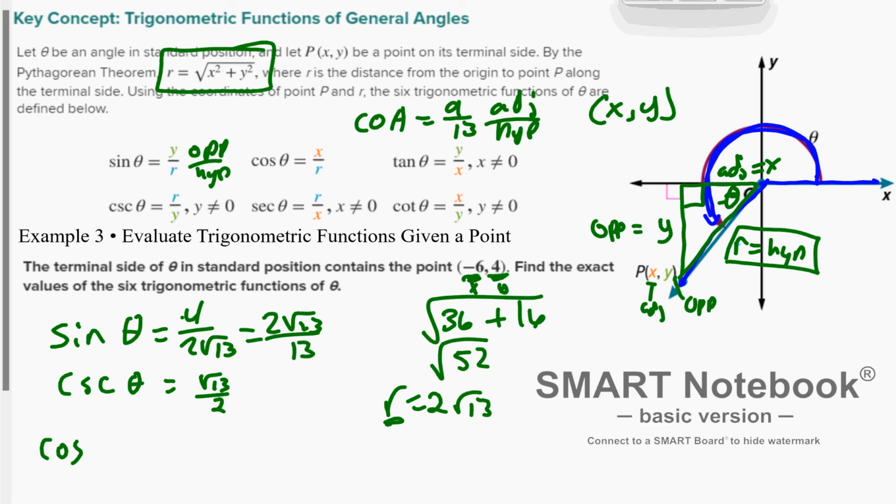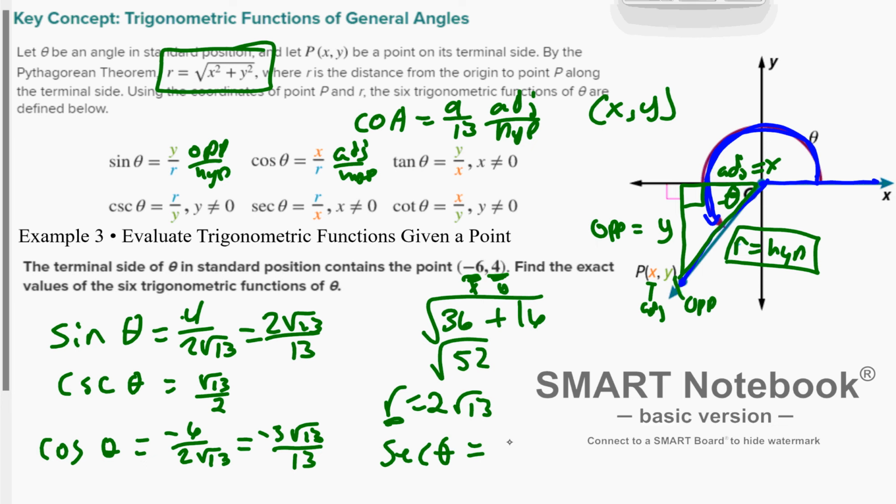And then cosine of our angle is x over r, because it is adjacent over hypotenuse. So that'd be negative 6 over 2 root 13. Negative 6 divided by 2 is negative 3, so we get negative 3 root 13 over 13 if I rationalize it. And then secant, the reciprocal of that, would be negative, and you can put that negative on top, bottom, or to the side, just not both. Negative 6 divided by 2 is 3, so the negative 3 would go on the bottom, and root 13 would go on top.